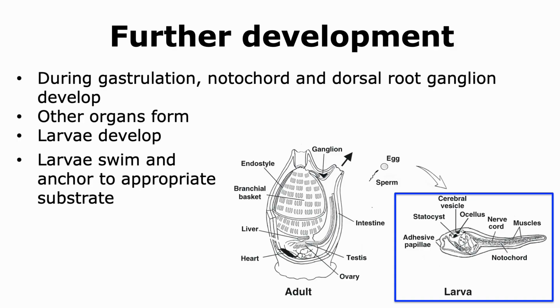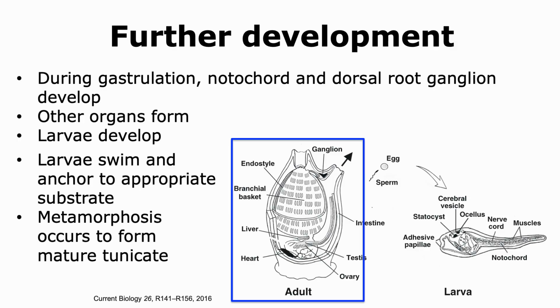Once the larvae find an appropriate substrate, they're able to anchor to that substrate. Following that, metamorphosis occurs. Metamorphosis results in the formation of the adult tunicate. During the process of metamorphosis, most of the nervous system features undergo degeneration because they are no longer used.